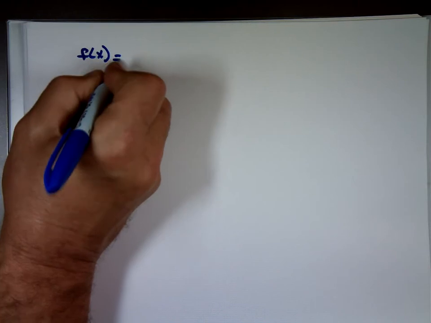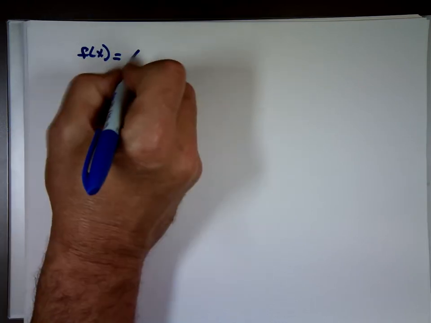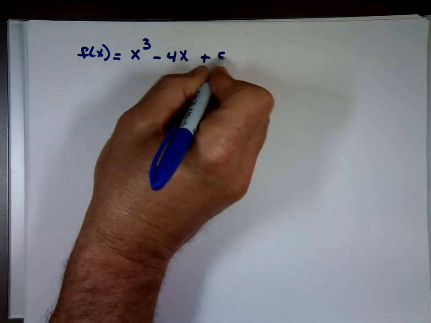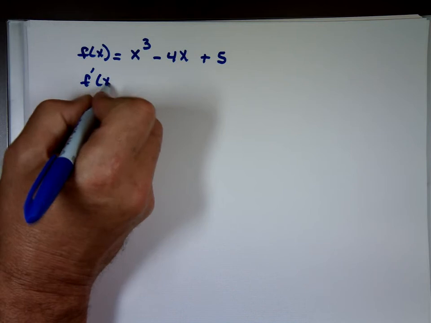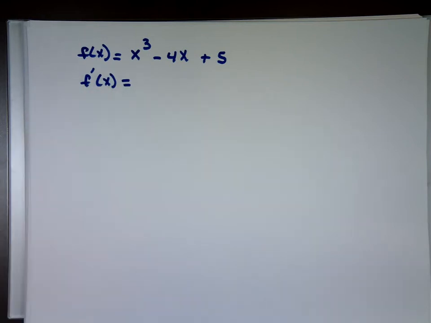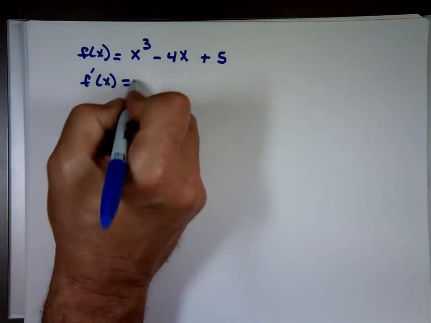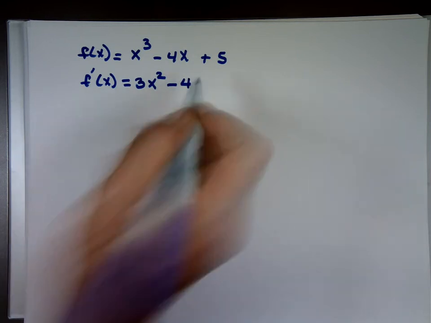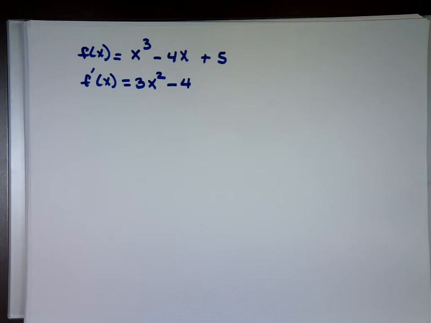f of x equals x cubed minus 4x plus 5. What's the derivative of that? 3x squared minus 4. Minus 4? Yeah. Because what's the derivative of x? 1. Yep. So 4 times 1 is 4. What about the 5? 0. Good.